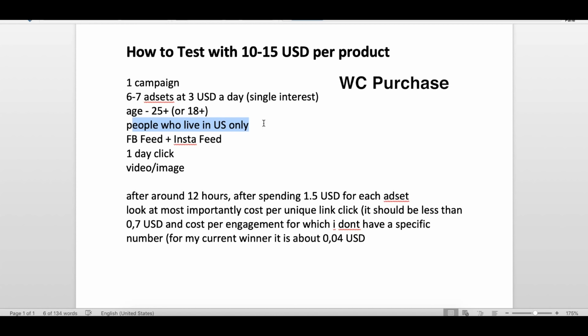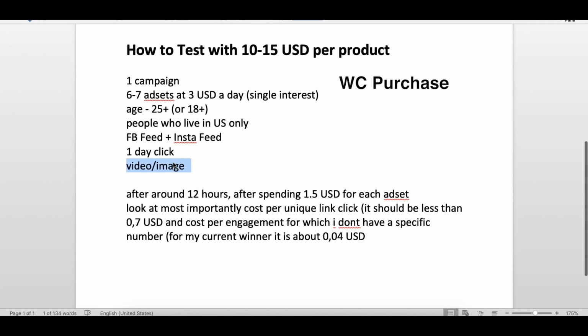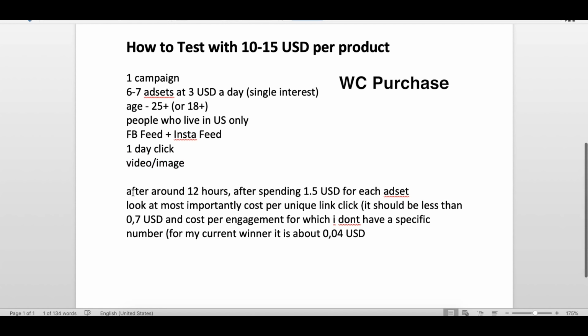Also, I do US only for the test. The reason why I do US only is because we need to look at the costs, which I'm going to talk about later. We do US only for testing, and then you can expand to tier 1 or e-packet countries, or even worldwide. It's up to you. For the placement, I do Facebook feed and Instagram feed, 1 day click, and video or an image. And yeah, so you let it run.